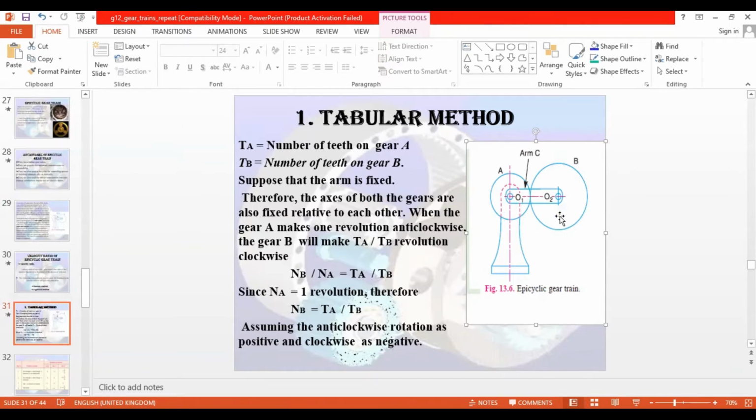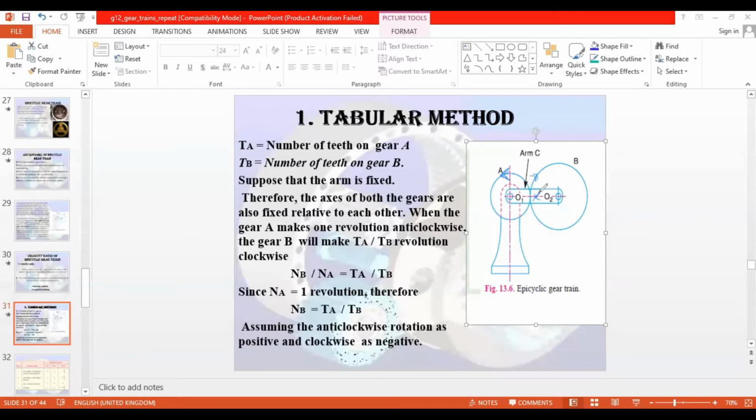Suppose that the arm is fixed. So here we will assume the arm C is fixed, right? So the arm can't move now. Therefore, the axes of both the gears are also fixed relative to each other. So if the arm can't move, what will happen? A and B need to rotate only on their own axes, right? This is not going to move, right? So if A is rotating this way, B needs to rotate this way, right? And vice versa. So this is more like a simple gear train, since the arm is not rotating.